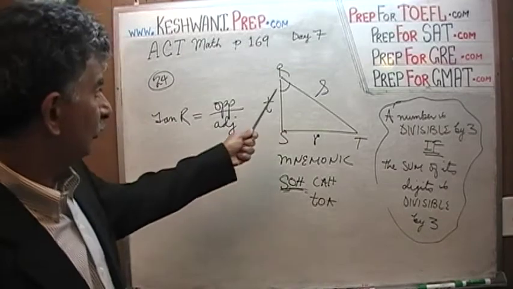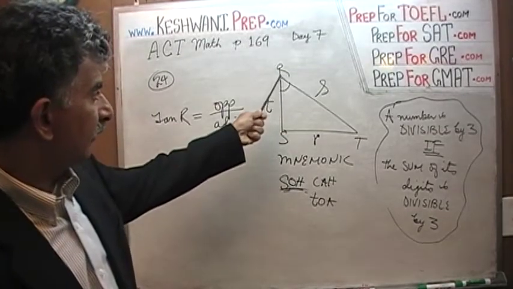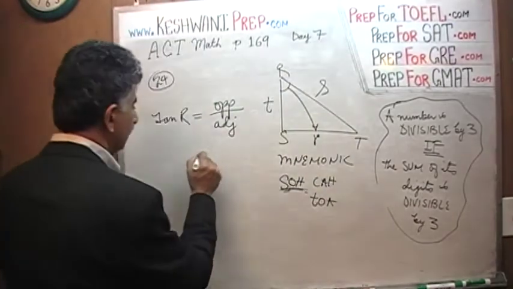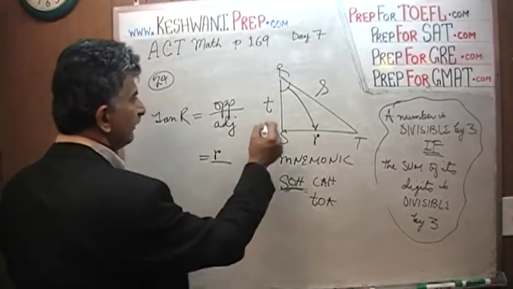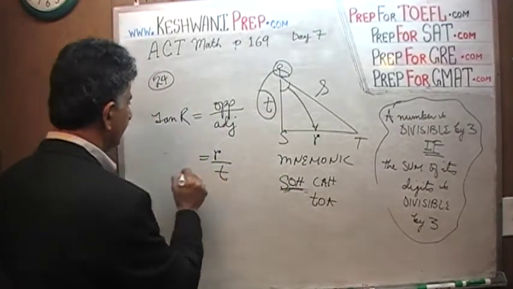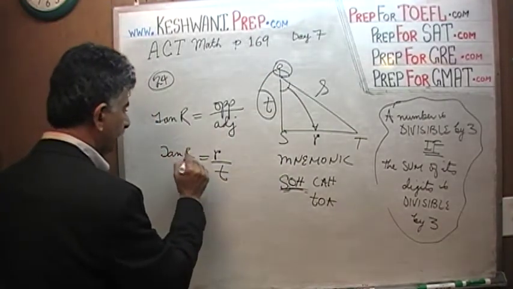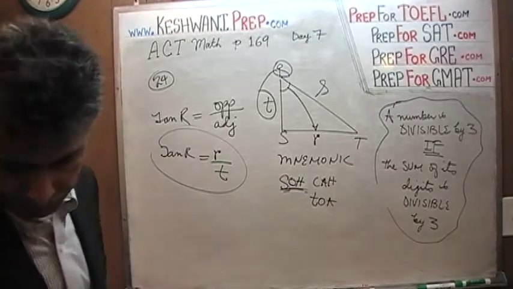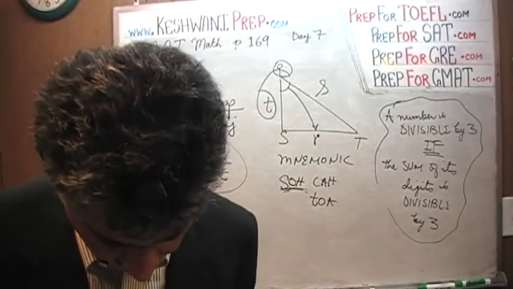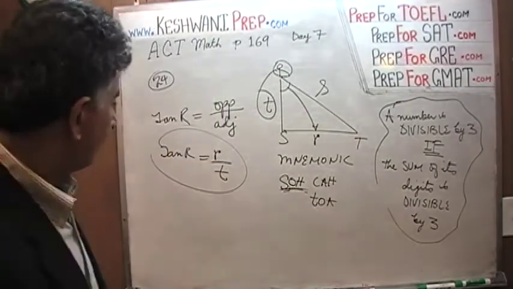Opposite over adjacent. So what is the side that is opposite to point R? The side that is opposite to point R is this side, which is r, and the side adjacent to it is this side, t. There you go. Tangent of R is r over t, whatever letter that happens to be. R over T is answer choice G.